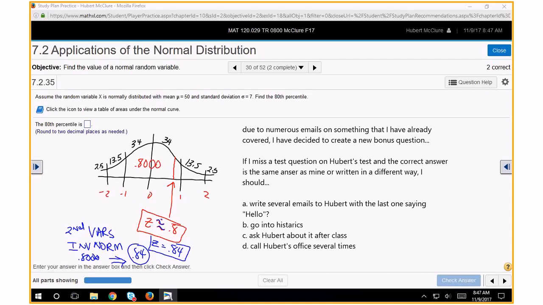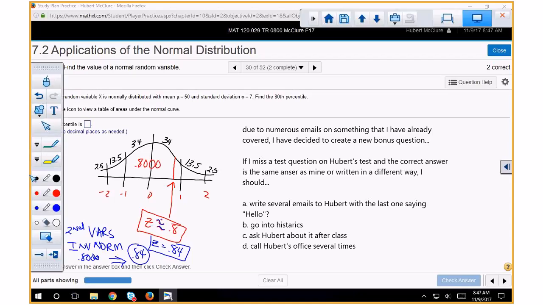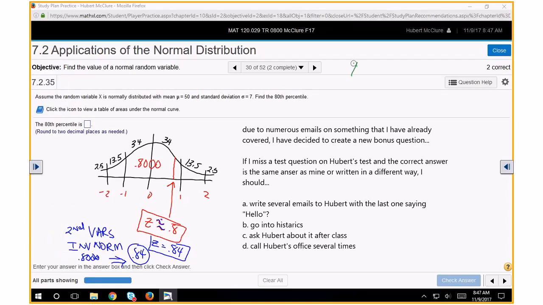Now we just have to plug it into x equals sigma z plus mu. We'll take our green pen. x is equal to standard deviation 7 times 0.84 plus 50. And somebody give me that number. 55.88. Most questions would say round to the nearest whole number, but it says round to 2 decimals, so it's 55.88.